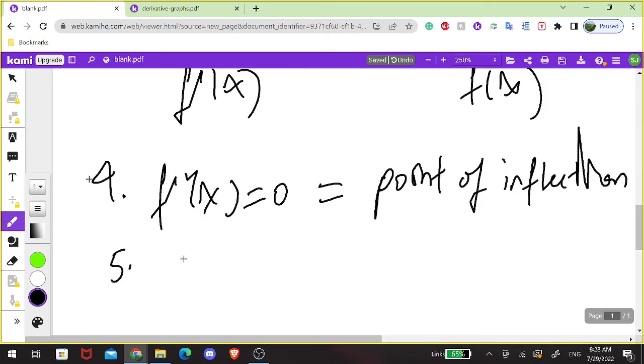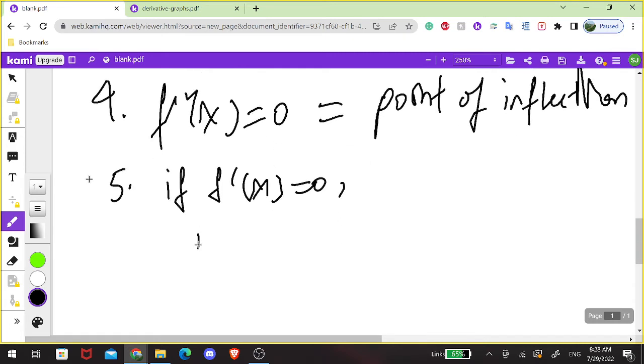And finally, if f prime is 0 and if f double prime, the derivative at that point, is positive, then the point is a relative minimum. If f double prime is positive, it will be this. So it will be a relative minimum.